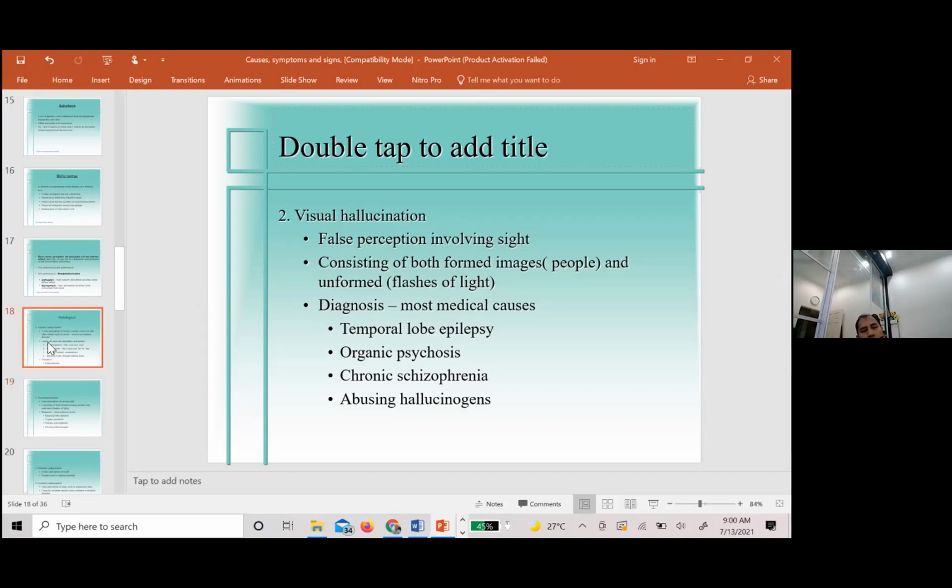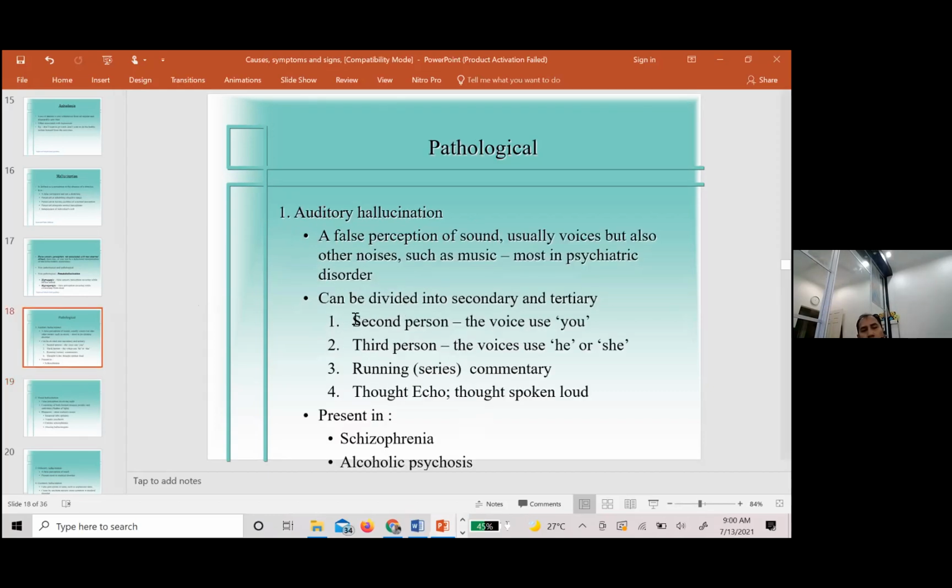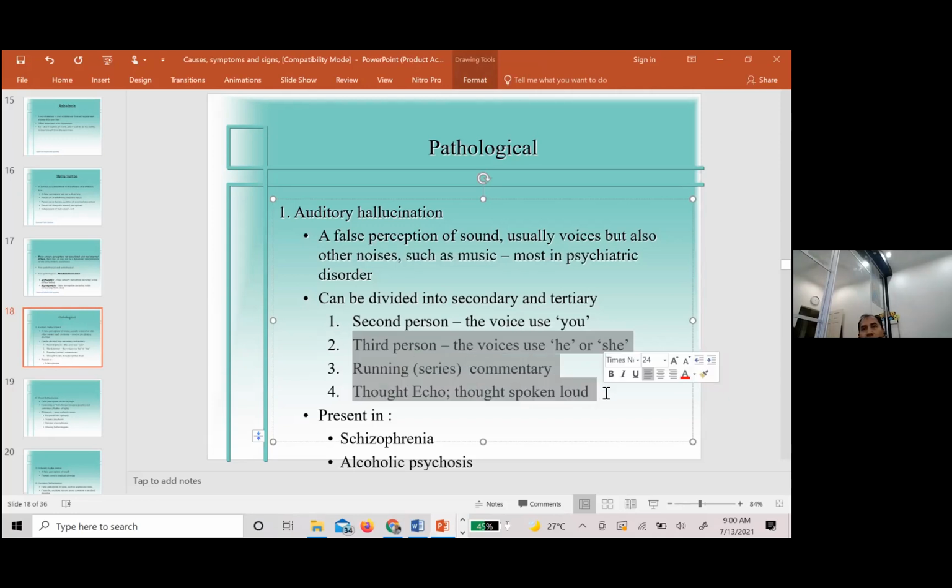Now, actually, I missed one point here. Sometimes we are concerned about the type of auditory, because second person has different value as compared to third person. Bear in mind these last three are having special value in terms of diagnosis. Okay, you may be confused, but I will tell you later on. Because these three are what we call Schneider's first rank symptoms.